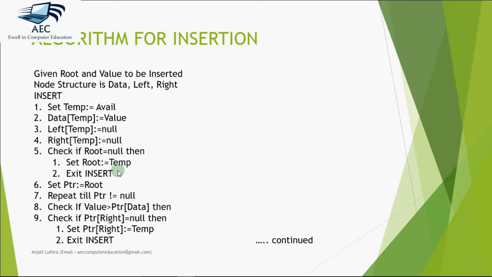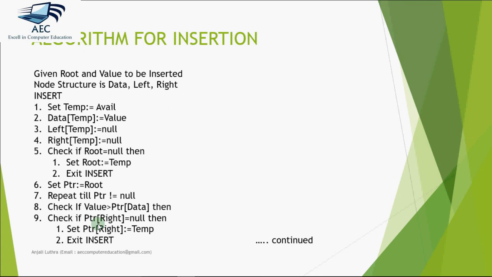Like in the previous example, when 80 was there, memory is allocated, 80 gets stored in data, its left and right parts are null. And if root is equal to null is true, the address of 80 goes to the pointer root and it stops. So 80 is inserted as root in the tree and the further code will not work.